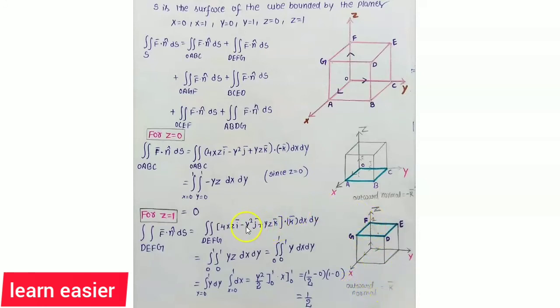So f bar dot n cap, which is k bar, and now we have to multiply the coefficients of k bar in the dot product. So here yz is there and here is k, the coefficient of k bar is 1. So yz into 1 is yz only into dx and dy.